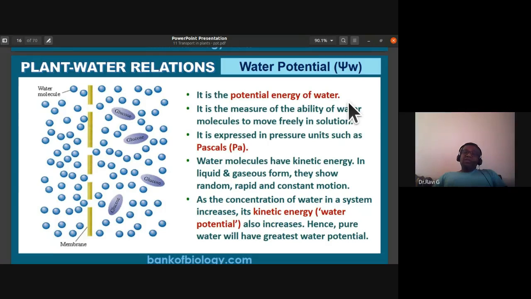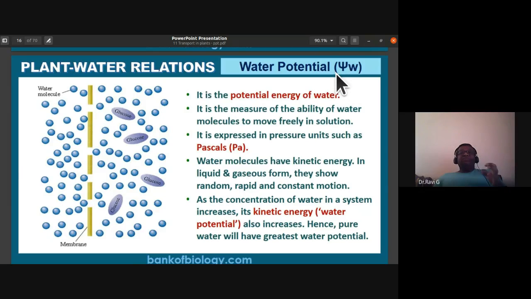Water potential can also be defined as the measure of the ability of water molecules to move freely in solution. The ability of water molecules to move freely in solution, we call it water potential.